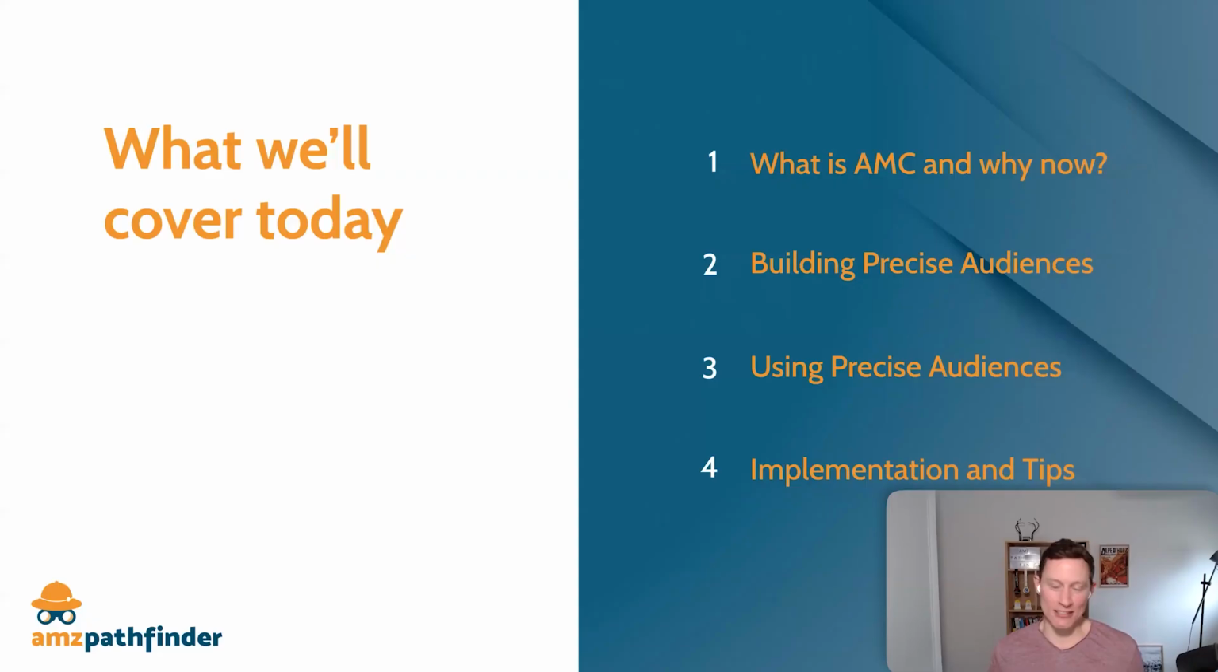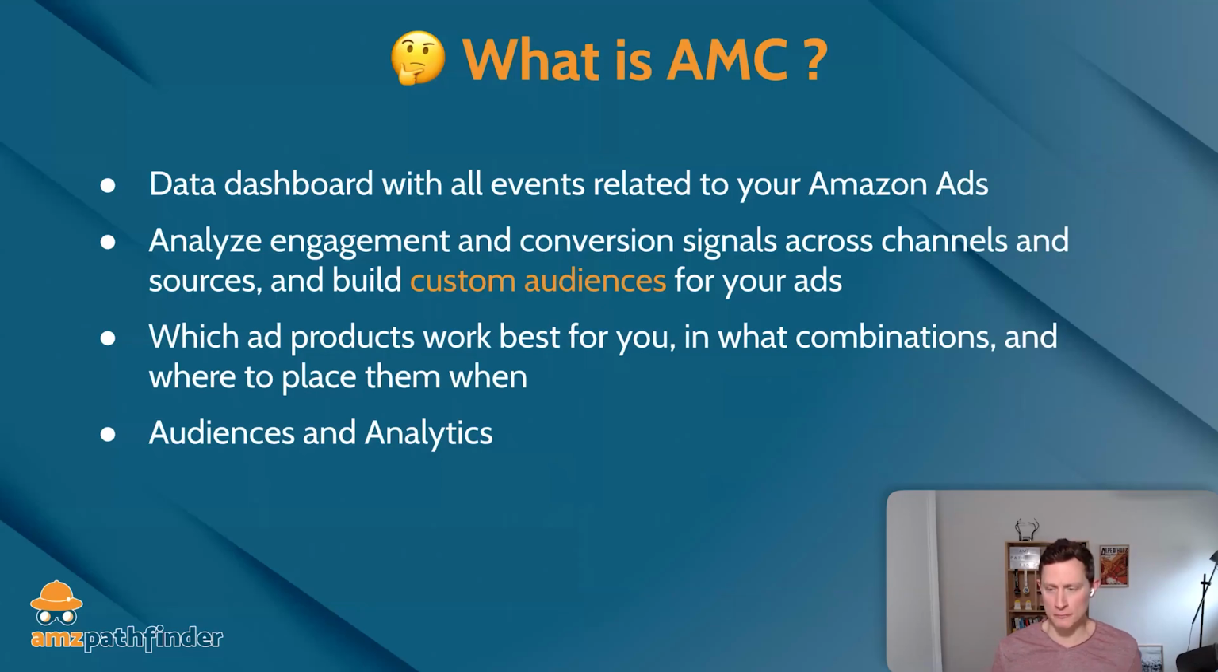And what are we going to tackle today? Four major things. So, what is AMC and why do we care about it right now? That's number 1. Building precise audiences, using precise audiences, and then implementation and tips, just like little things you need to know about the details of actually making sense of and making use of AMC and audience targeting.